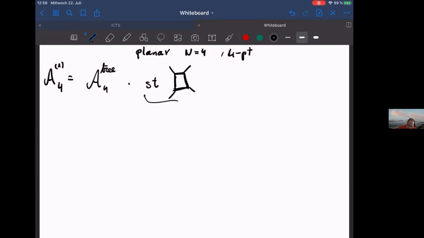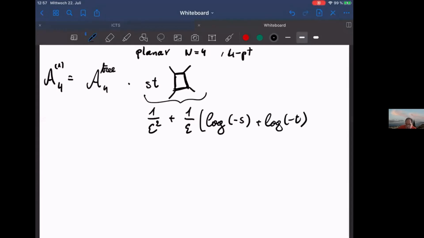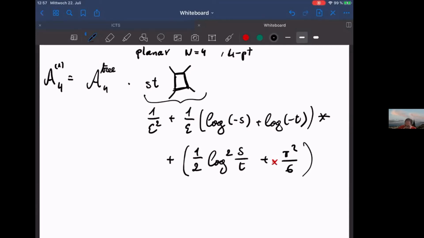And if you look up what this function is, there's a 1 over epsilon square pole. I write it schematically, I don't write the exact expression. There's a 1 over epsilon, which looks like this. And then there's an overall numerical coefficient that I forgot. And then there's the finite term, again, up to overall numerical coefficients, looks like this. Again, there's probably some numerical coefficient here. And what you see is, let's first look at the finite term.